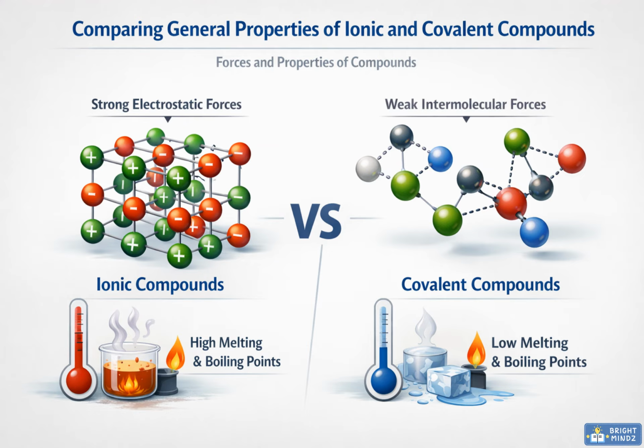Now connect bonding to melting and boiling points. In ionic compounds, positive and negative ions are held in a giant lattice by strong electrostatic attraction. A lot of energy is needed to separate them, so ionic compounds usually have high melting and boiling points and are solid at room temperature. Covalent compounds are made of molecules. The bonds inside each molecule are strong, but the forces between molecules are usually weak. That is why many covalent substances melt and boil at lower temperatures and may be gases, liquids, or soft solids.